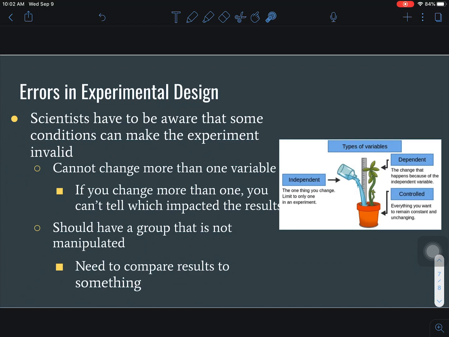Well, that's a human error. So what can we do to improve that? Well, we could get someone else to time it, something like that. So we have to be aware, and that can actually make an experiment invalid. And if we have an invalid experiment, the results of that experiment are not valid, so we can't use them.